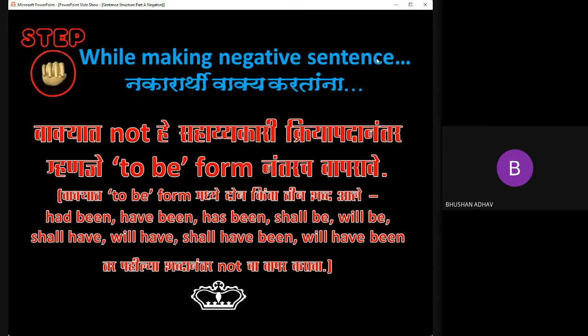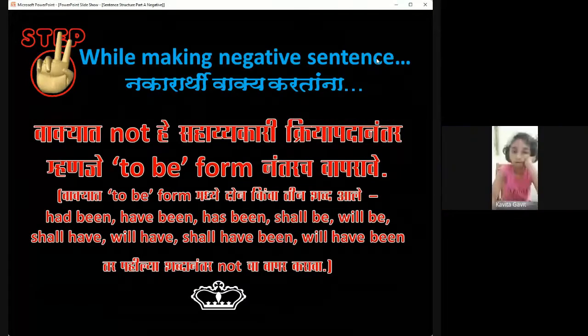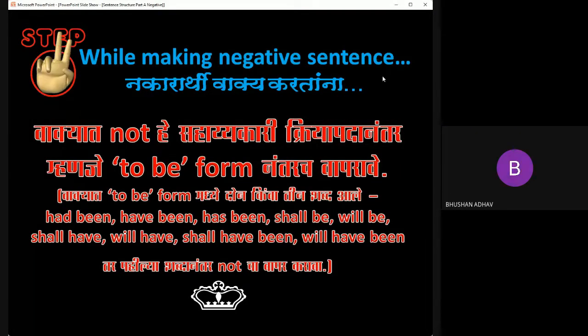Are you getting exactly what I want to say? Now this is the second rule. First rule, add no, not, never, but mostly not. When you want to add not, just check whether there is a to be form. If the to be form is there, put not immediately after the first word. If there is only one word as a to be form, then put that not. If two or three words are there as a to be form, then just put not after the first word.